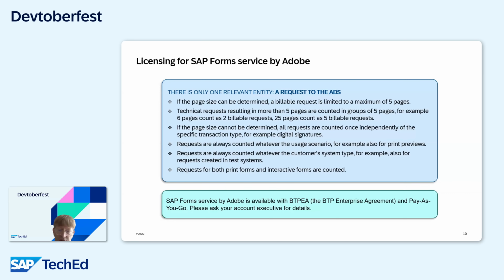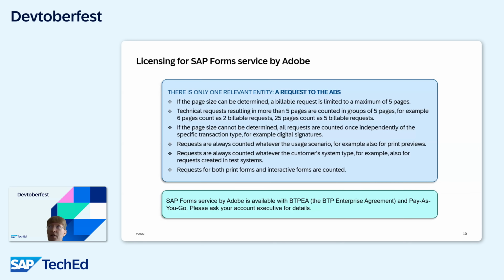If you set a digital signature, it's a billable request. If you do a print preview, it's a billable request. And we don't distinguish between interactive and print forms because they both generate a load on the ADS. We don't distinguish between system type.